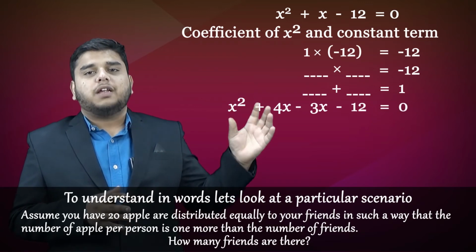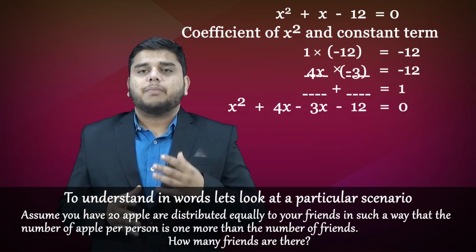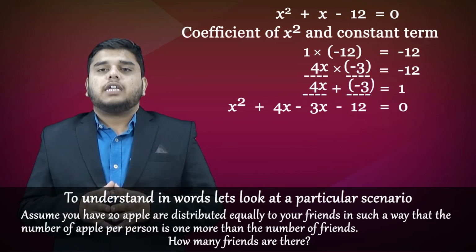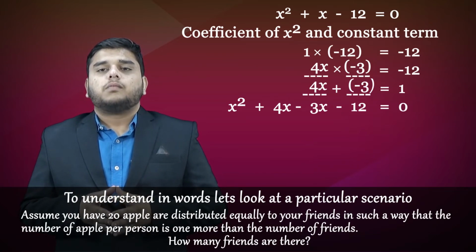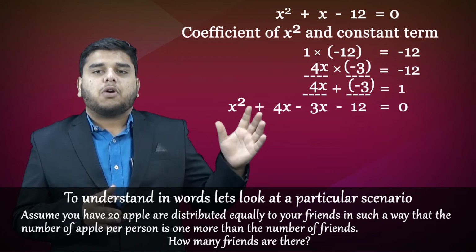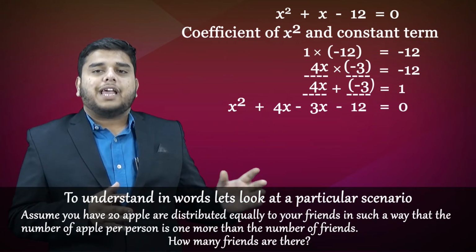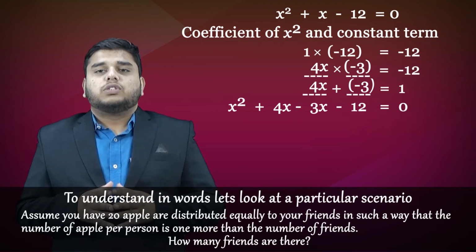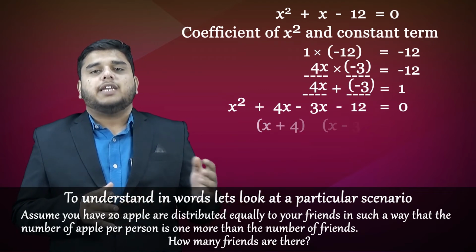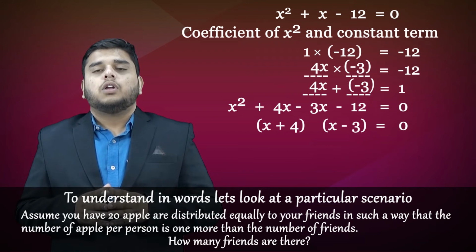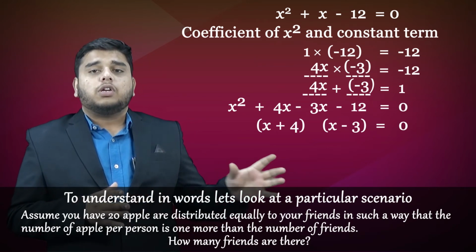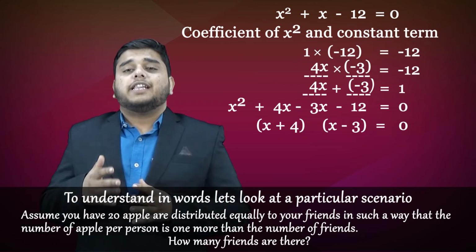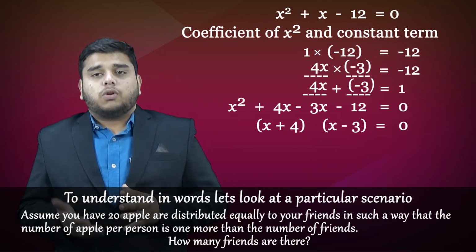I can think of plus 4 and minus 3 as the two numbers. When they are multiplied, it is equal to minus 12, and when they are added, it is equal to plus 1. So I split the middle term accordingly, and by that method I can solve this quadratic equation. I get x plus 4 into x minus 3 equal to 0. When I see two terms multiplied and equated to 0, either one of them could be 0 or both could be 0.